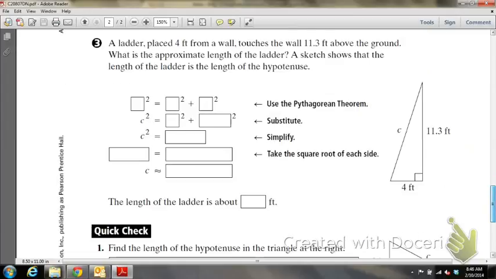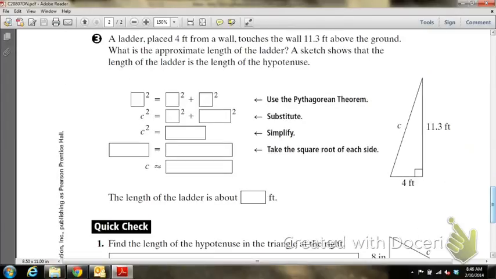Now we've got a little word problem. A ladder is placed 4 feet from a wall, and it touches the wall 11.3 feet above the ground. What is the approximate length of the ladder? A sketch shows the length of the ladder is the length of the hypotenuse. If you think about it, this is where the ladder would be.